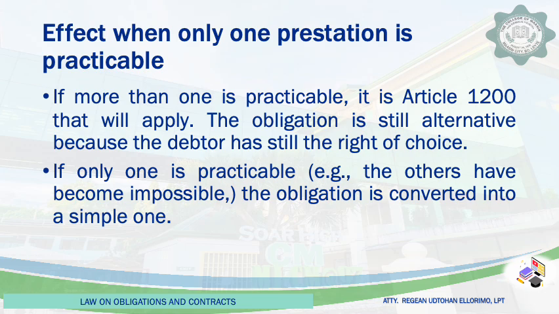If more than one is practicable, it is Article 1200 that will apply. The obligation is still alternative because the debtor still has the right to choose. But if only one is practicable, then the obligation is converted into a simple one. Class, Article 1202 applies only, again, when the debtor has the right to choose. When all of the prestations except one have become impossible or unlawful, the debtor loses his right of choice. This is because the obligation loses its alternative character. It now becomes a simple obligation.